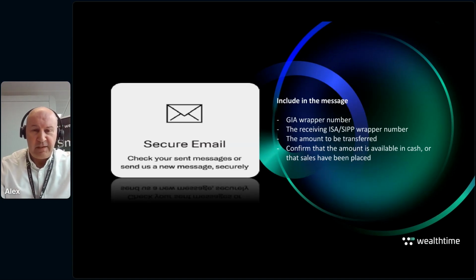Once submitted, please send us a secure email with clear instructions asking us to move the money from the client's GIA account to their ISA or their SIP wrapper, depending on what it is. Make sure to include the wrapper numbers, the amount, and confirmation that the funds are in cash or that they have been or are being sold down via switch. And that completes the process.